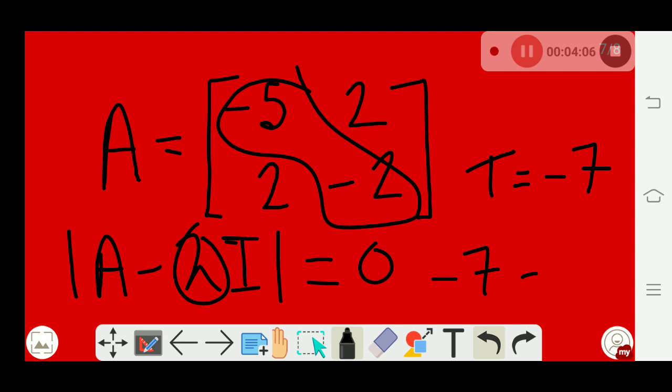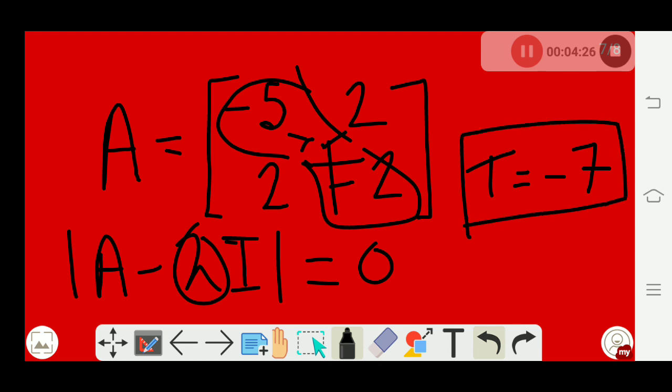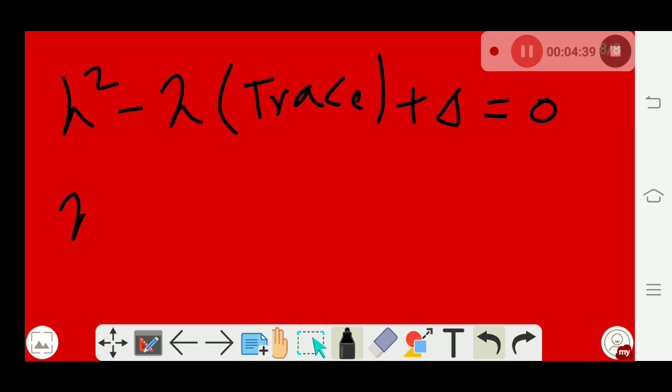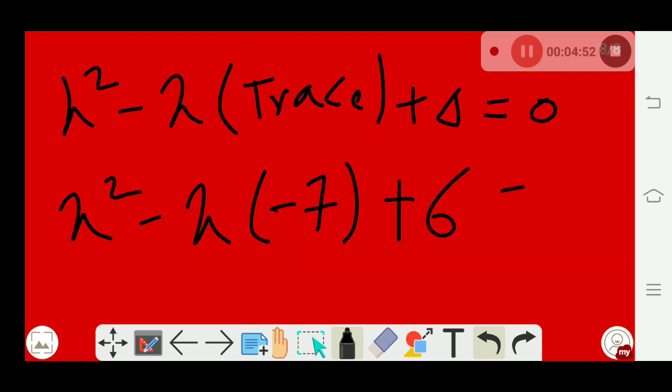I'm extremely sorry, I was saying that wrongly. For trace we need the sum, and we have found the trace. For the determinant we are just going to multiply: minus 5 into minus 2 is 10, minus 4 is equal to 6. So on the next page we can write lambda square minus lambda times the trace, which is minus 7, so plus 7 lambda, plus the determinant, which is 6, is equal to 0.